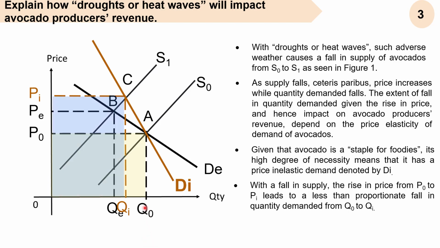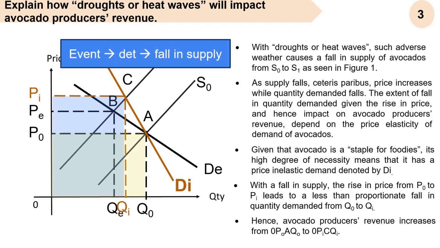Your final total revenue is P1 times Q1. No, that's not P1, that's PI, C and QI. Okay, so overall, the revenue has increased from the initial total revenue shown in yellow to the final total revenue shown in blue. Okay? So when answering this type of question, there's actually a format. You just need to follow the format, then you cannot go too wrong.